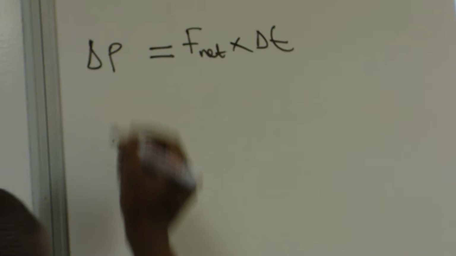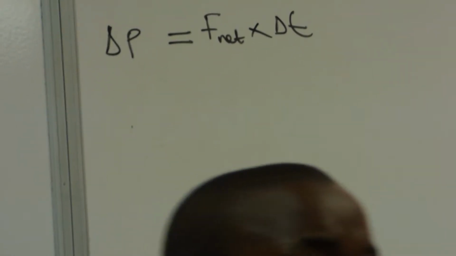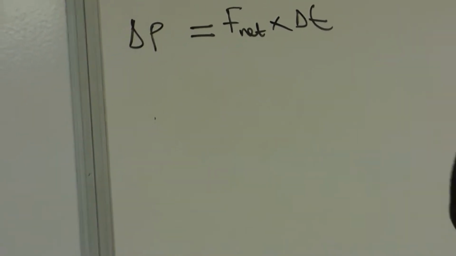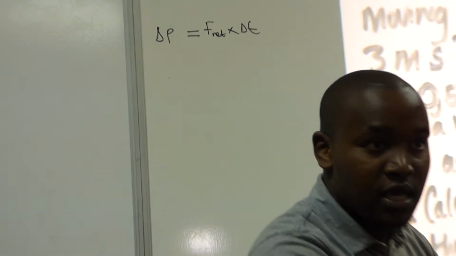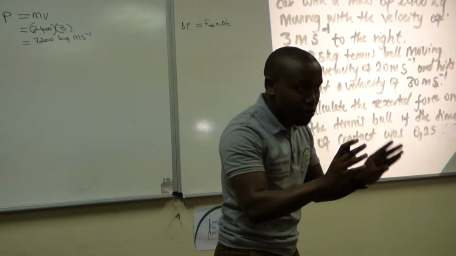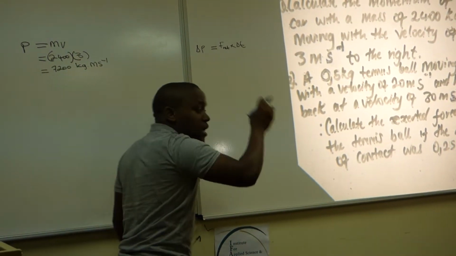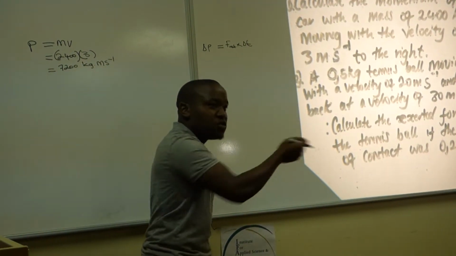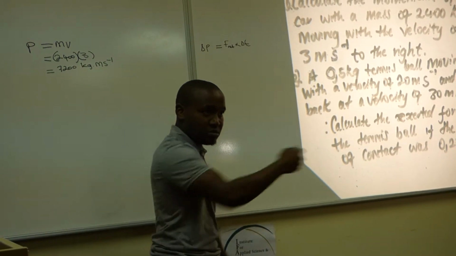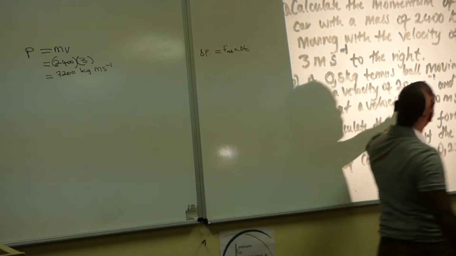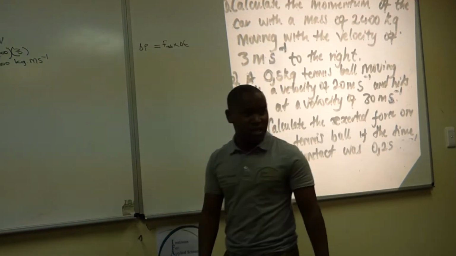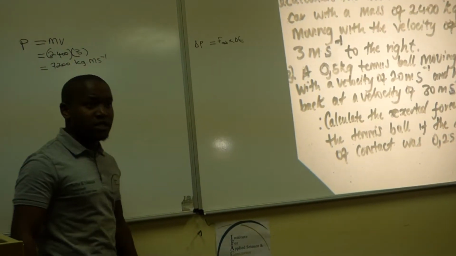This is still impulse. Now, we still have the same ball, we didn't change the balls, meaning the mass of the ball is constant. So my impulse will be caused by the change in velocity because it bounced back. And we have seen that the velocity changed from 20 to 30 meters per second. Are we okay with that?